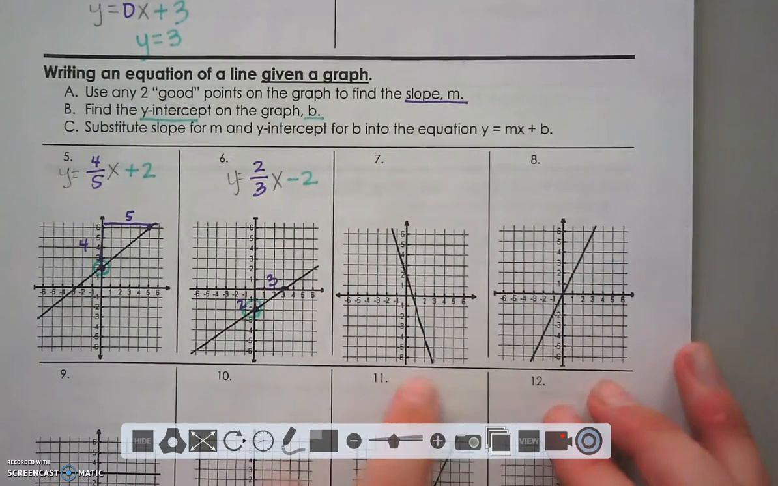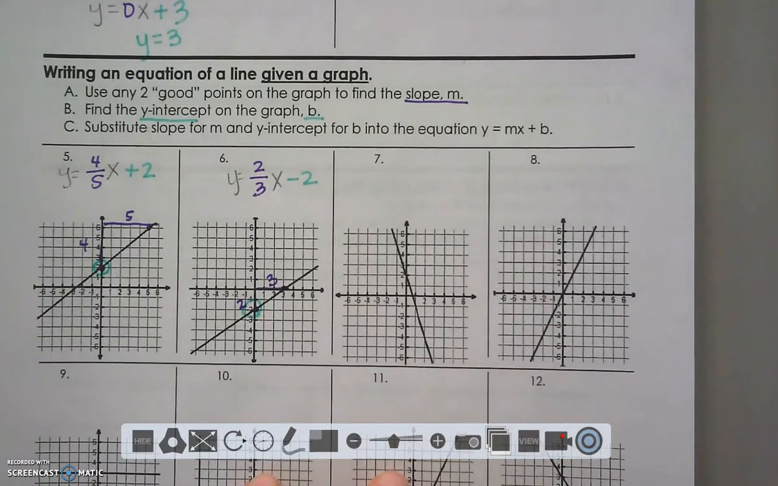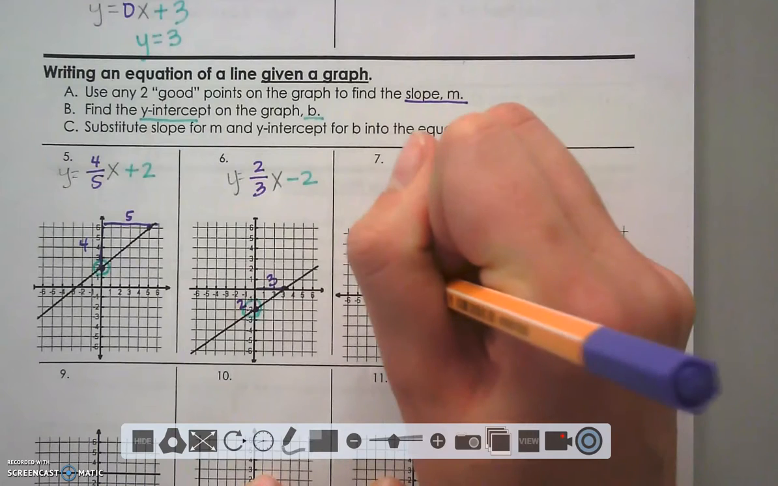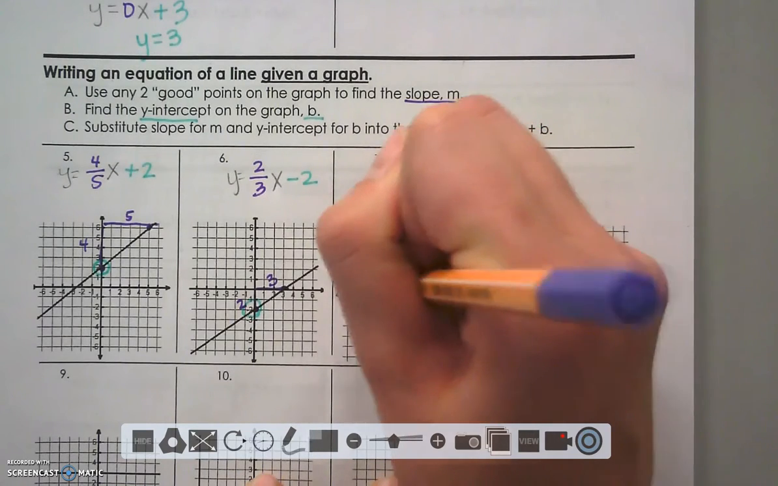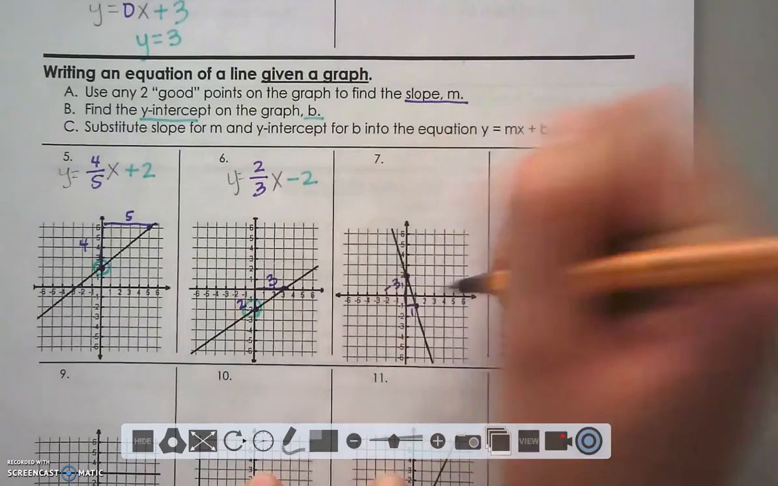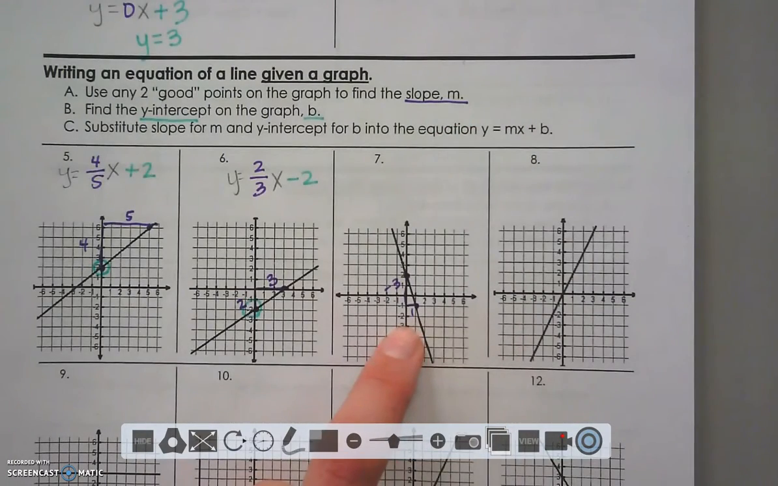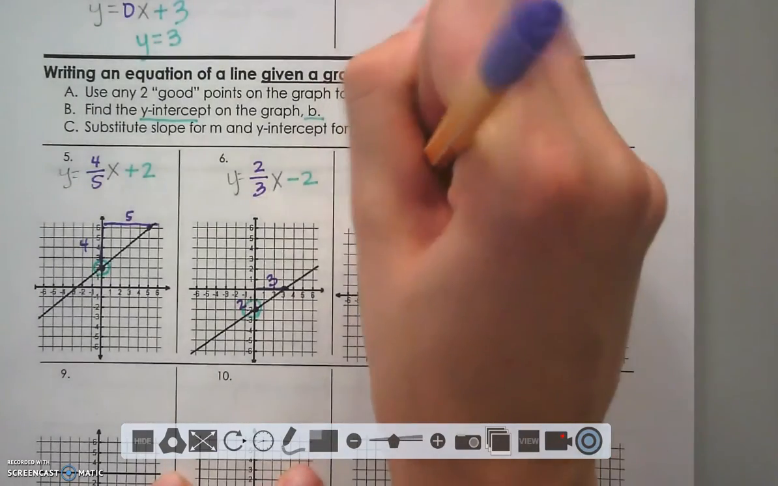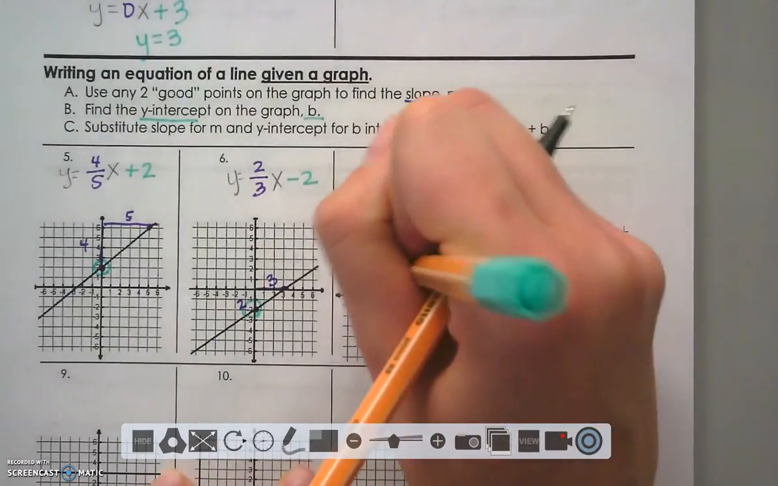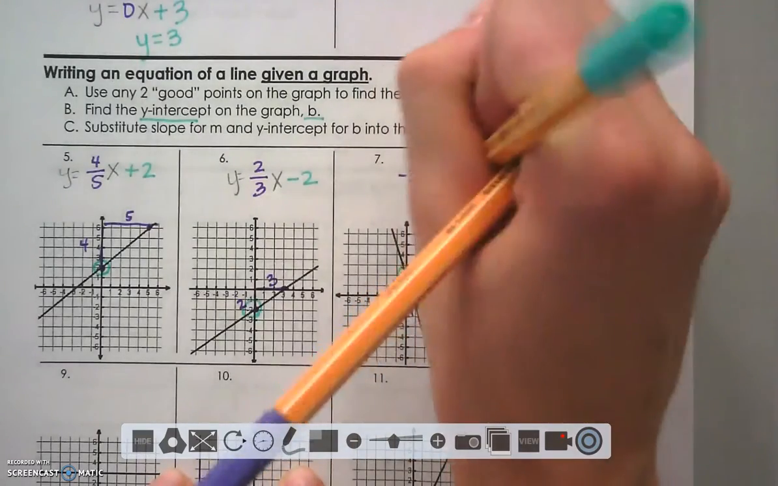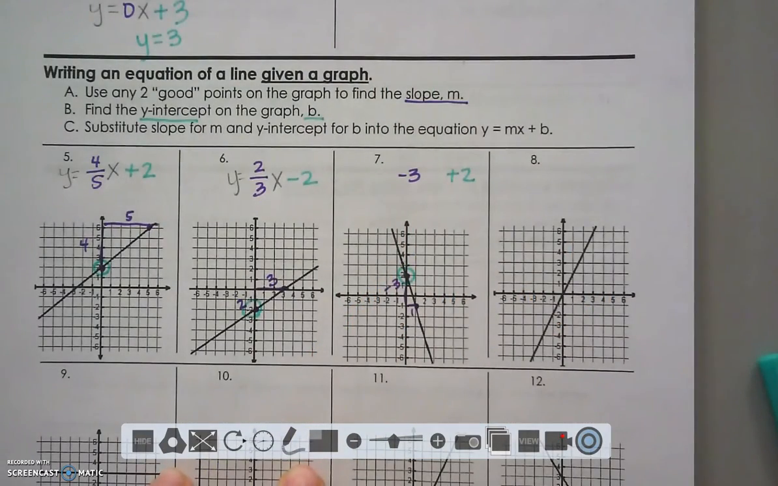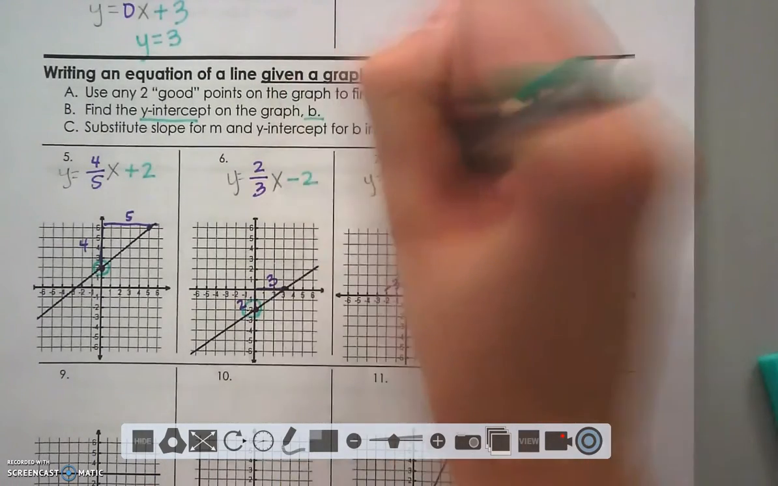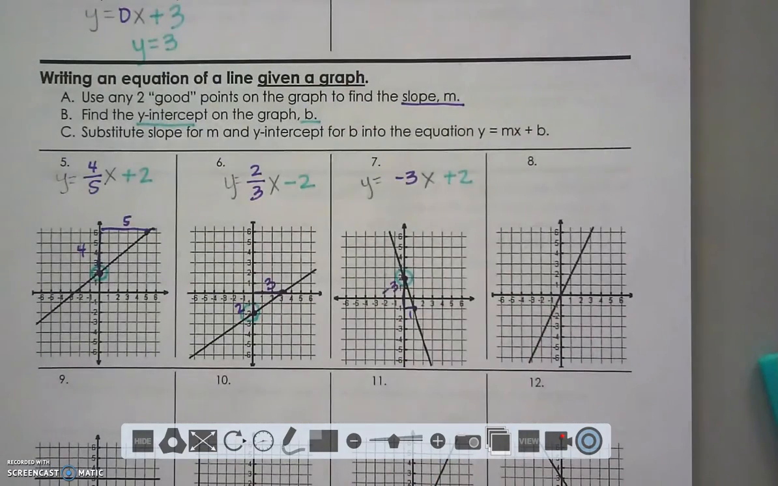Couple more examples here to push you along. Find 2 perfect points. Here's my y-intercept. This guy right here is pretty perfect. That's down 1, 2, 3. That's down 3 and over 1. So rise over run, or you can fall and run. So -3 is my slope. Again, my y-intercept is where it crosses that y-axis. That's at 2. And we substitute that into our y equals mx plus b.